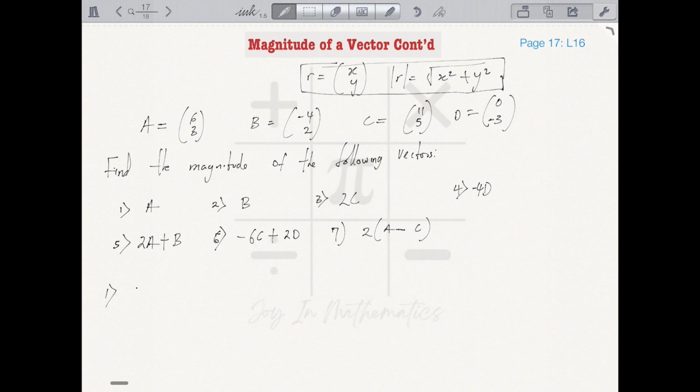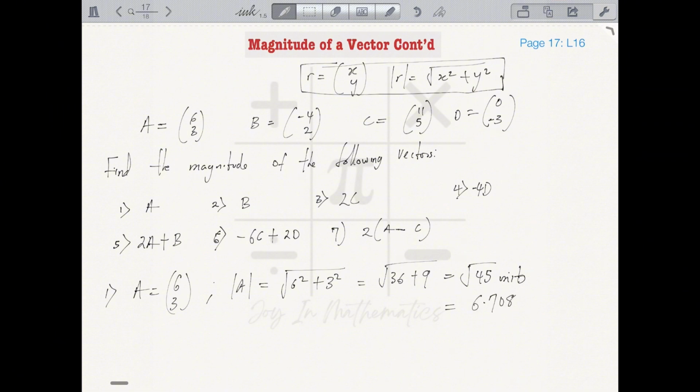So let's begin with A. A is equal to (6, 3). Therefore, the magnitude of A will be equal to the square root of 6 squared plus 3 squared. And that's the square root of 36 plus 9, which is equal to 45. That's root 45 units. And if you want to leave it in decimal form, root 45 is equal to 6.708, approximately to 3 decimal places, units.